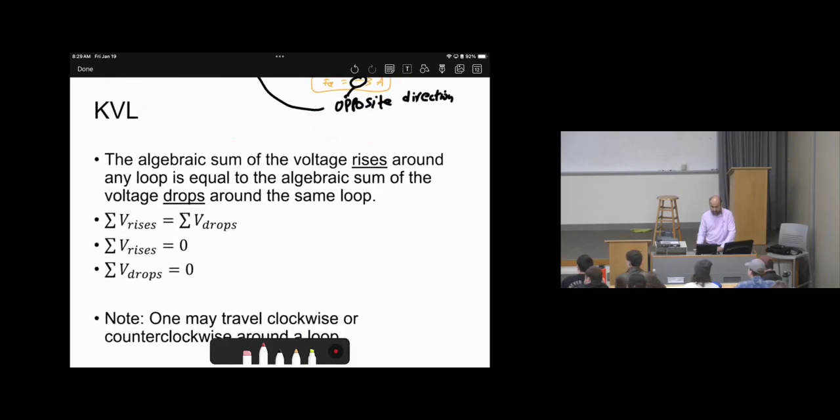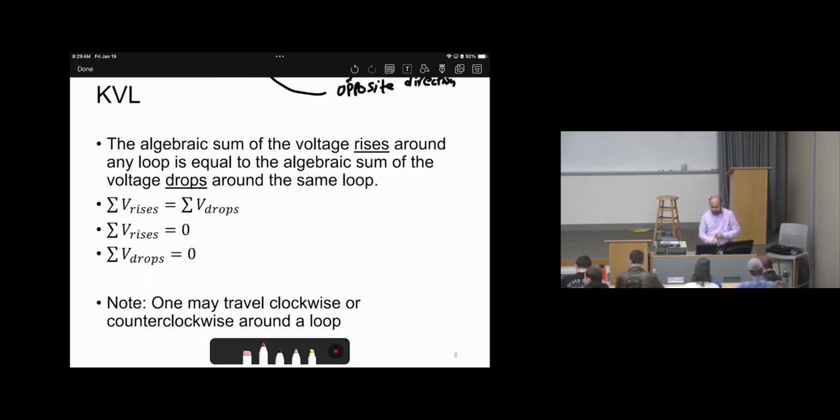Okay. KVL: the algebraic sum of the voltage rises around any loop is equal to the algebraic sum of voltage drops. So there are voltage rises and voltage drops, or the sum of the rises equals 0, or the sum of the drops equals 0. In order to avoid the confusion, whether it is rises or drops, we will use only this.